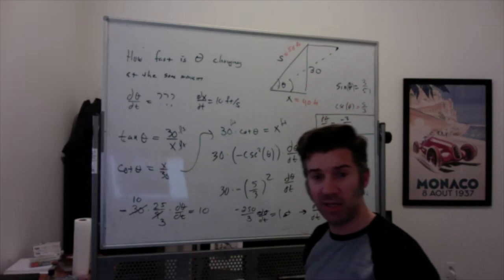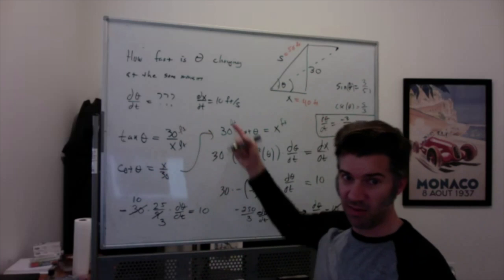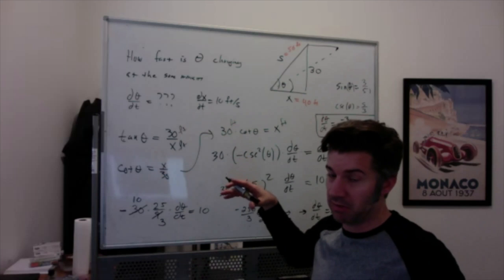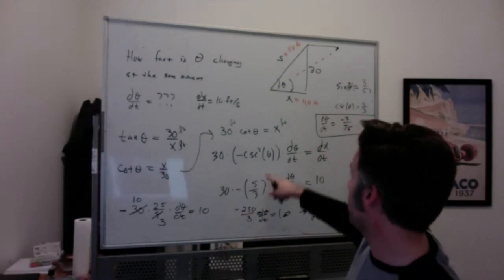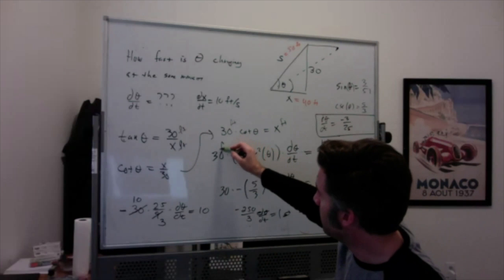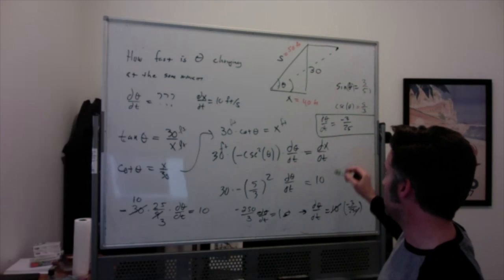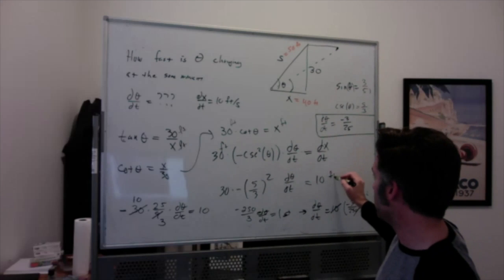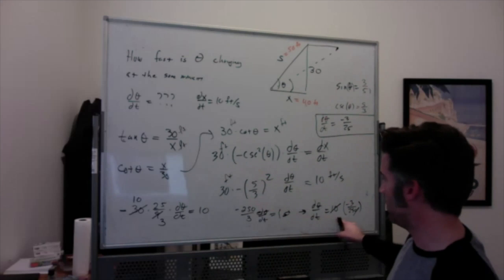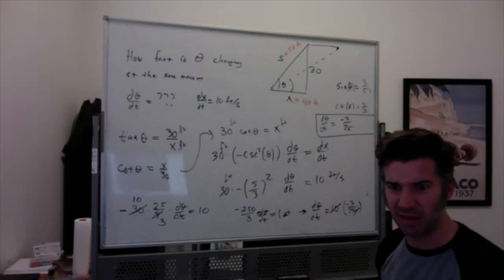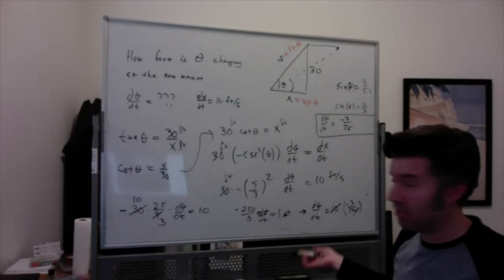Trig functions don't have any units because they're ratios of like things. 30 feet divided by x feet is 30 over x. It's a ratio. So right here, I really got 30 feet times this times d theta equals dx dt, and this is 10 feet per second. So when you divide this feet per second by feet, you get something per second. You get blank per second. What do you get?